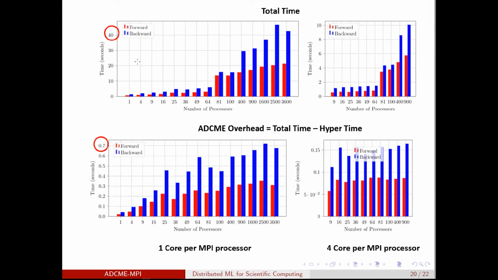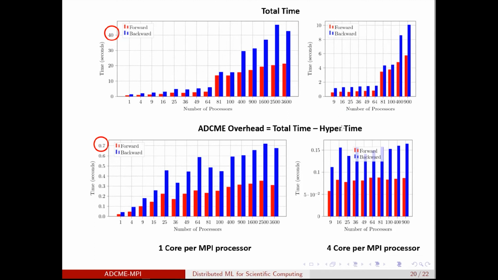In these results, I show the forward computation, which is shown in red, and the backward computation, which is shown in blue. The first row corresponds to 1 core per MPI processor, and the second row corresponds to 4 cores per processor. Because TensorFlow is a multi-threaded program, if we provide more cores, it can be more computationally efficient. We show the runtime here, and we also show the overhead introduced by ADCME compared to Hypre, because most of the time is spent in Hypre.